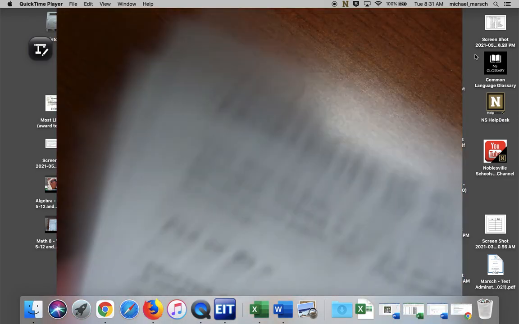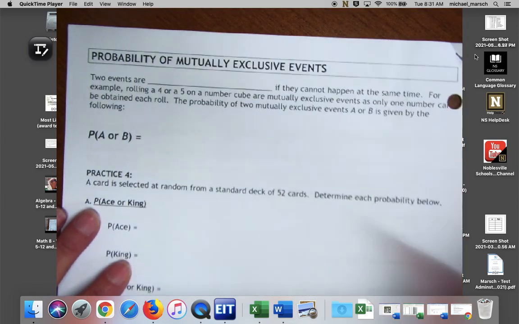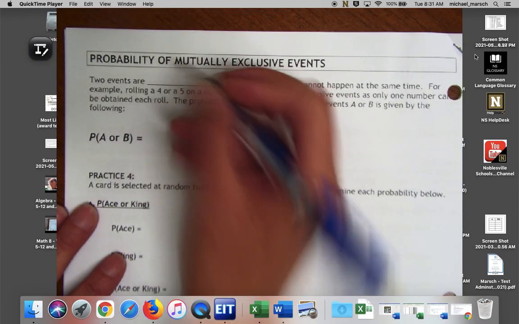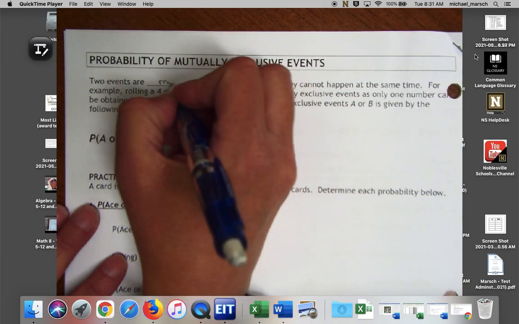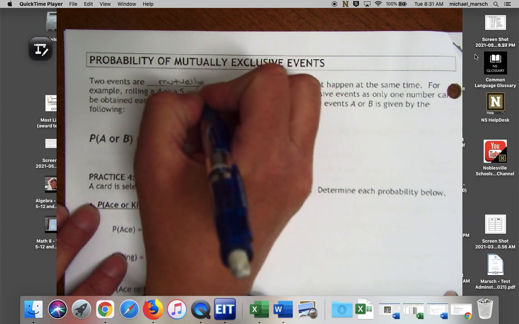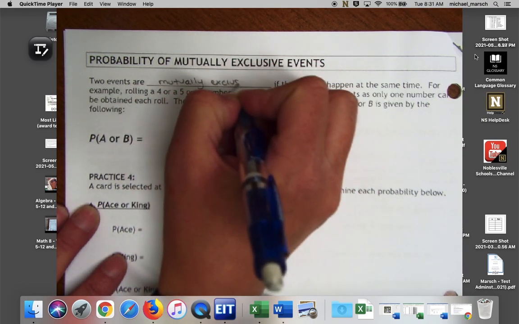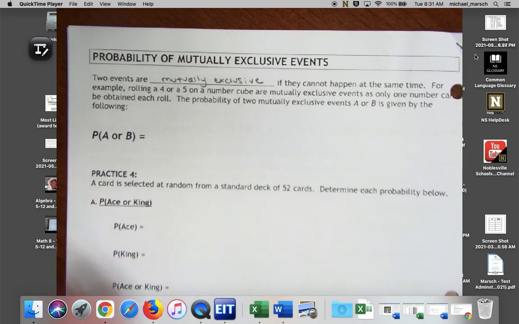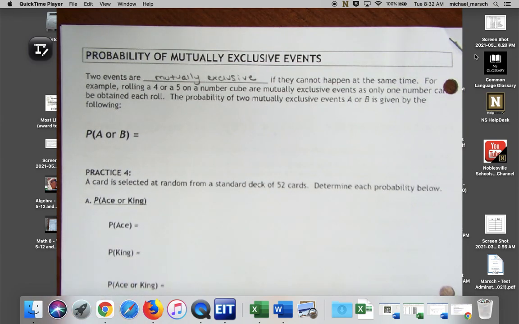Last page, mutually exclusive events. Two events are mutually exclusive if they cannot happen at the same time. For example, rolling a 4 or a 5 on a number cube are mutually exclusive events, as only one number can be obtained each roll, right? I can't roll a die and then get like 4 or 5. That's not a thing, right?